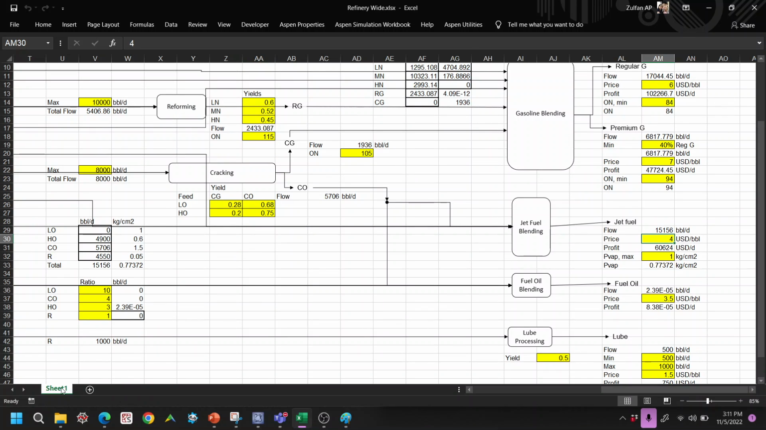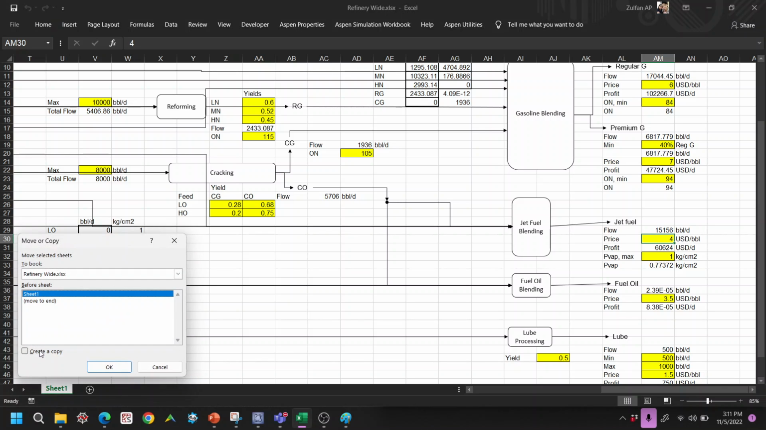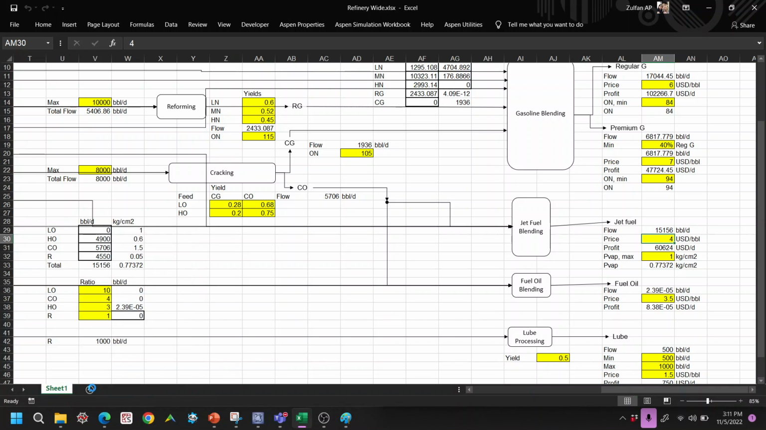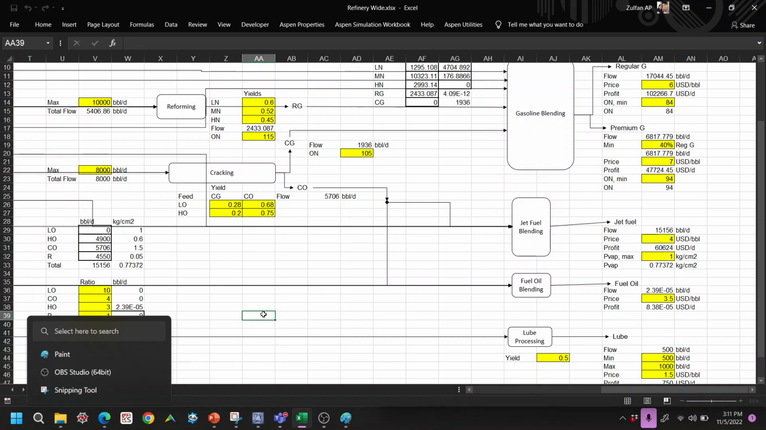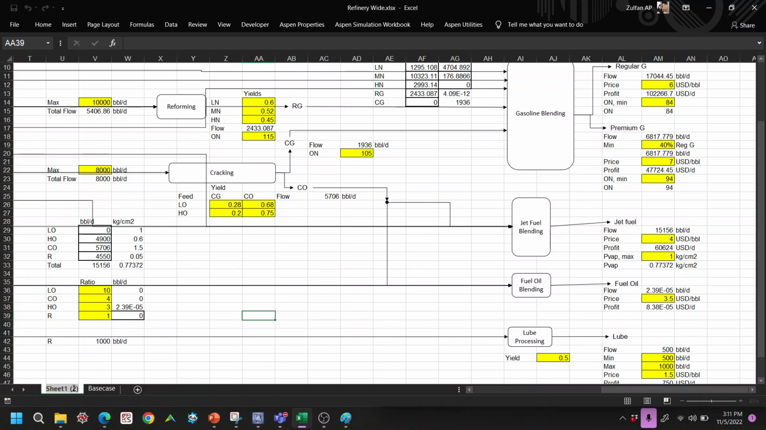So you can then say, for example, copy, this is then the base case, and this gasoline is more expensive, and up to you, yeah.